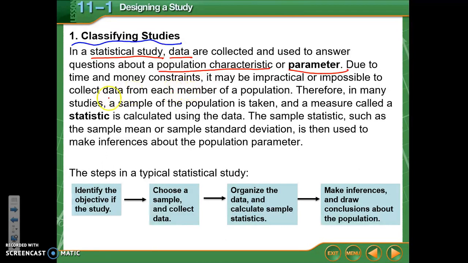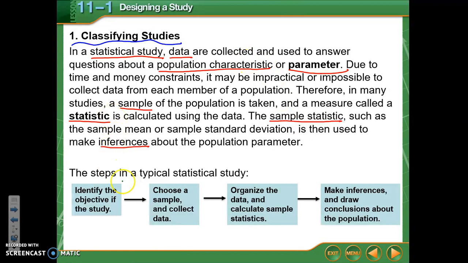So a lot of times we do a sample. We take a sample of the population, and then we try to make our sample as well-rounded as possible. And then we calculate something called a statistic. A statistic is a number or something like that that we calculate or that we measure based on a sample. And then that sample statistic, some examples we did before would be mean or standard deviation, and I use that to make inferences or observations about the population parameter. The parameter, remember, is the characteristic that I'm investigating.